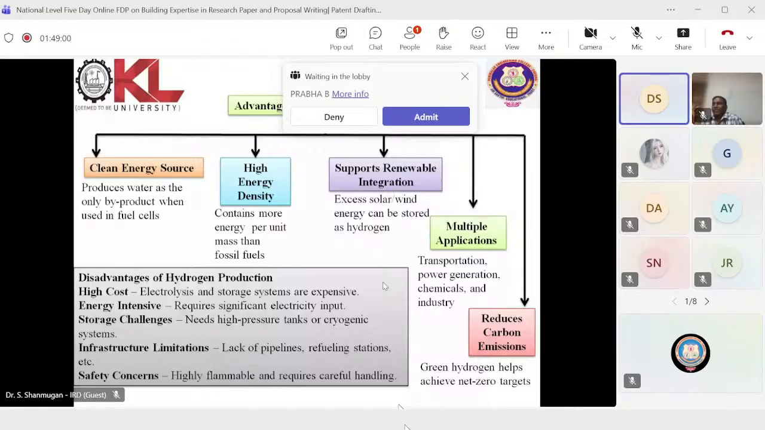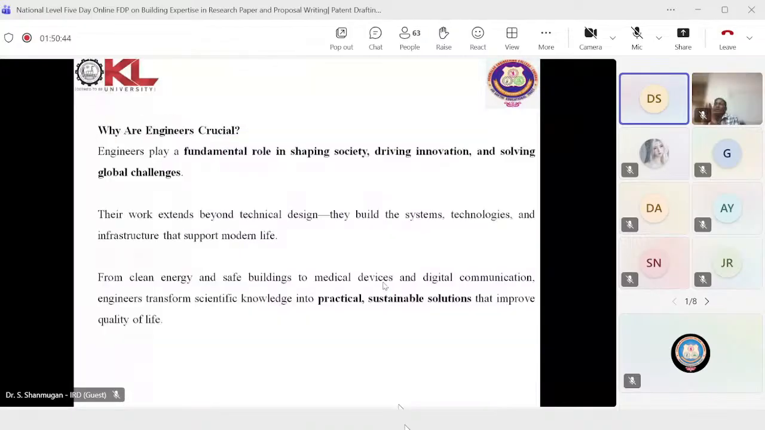So this work extends technically in design: how you can develop building systems for technology and infrastructure that support modern human life. That is very important. Third, you can see clean energy and building structures, medical devices, and digital communication: how engineering transforms scientific knowledge. That is very important. That is communication research.